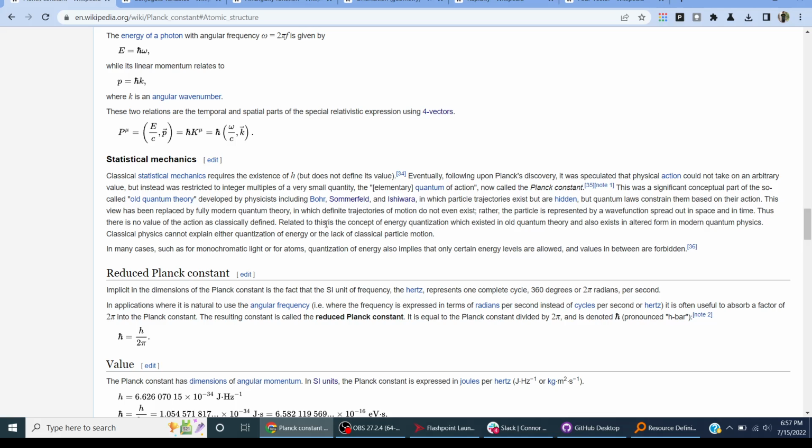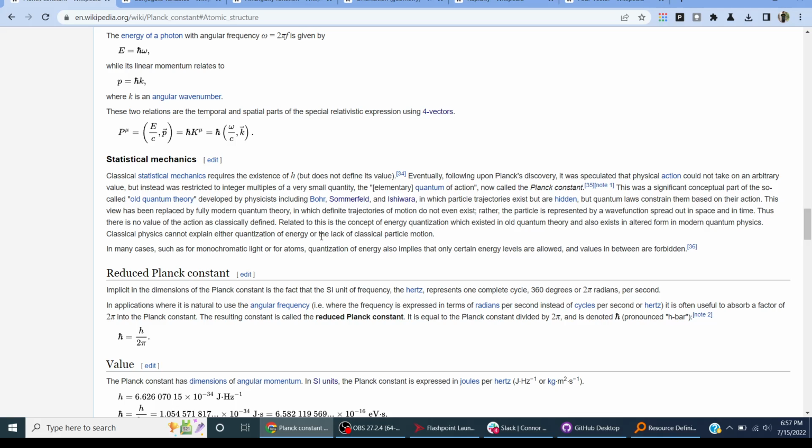Related to this is the concept of energy quantization, which exists in the old quantum theory and also existed in an altered form of modern quantum physics. Classical physics cannot explain either quantization of energy or the lack of classical particle motion. In many cases, such as for monochromatic light from atoms, quantization of energy also implies that only certain energy levels are allowed and values in between are forbidden.